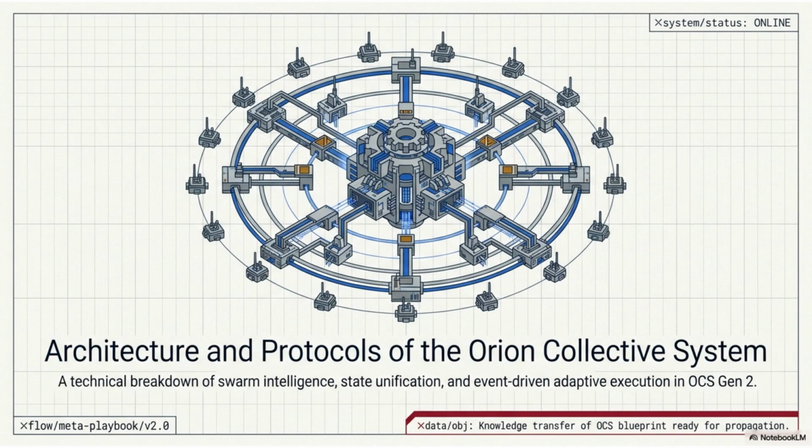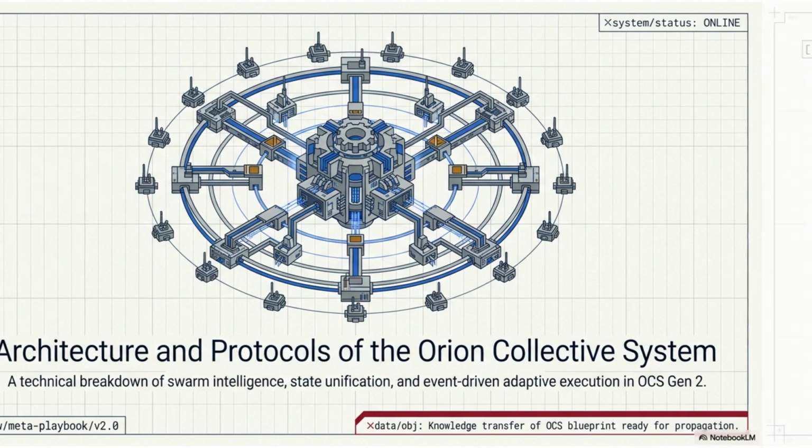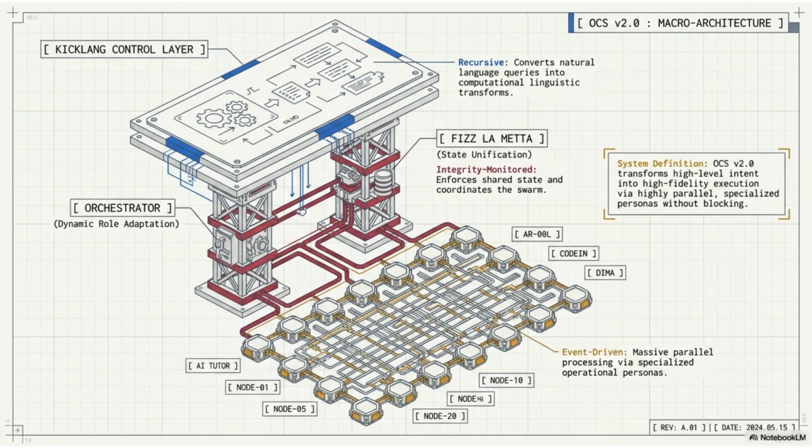This video provides a technical breakdown of the Orion Collective System, Gen 2, focusing on swarm intelligence, state unification, and event-driven adaptive execution. OCS version 2.0's macro architecture uses an orchestrator for dynamic role adaptation and a state unification mechanism called FISLA-META. It converts natural language queries into computational linguistic transforms and executes high-fidelity actions in parallel.